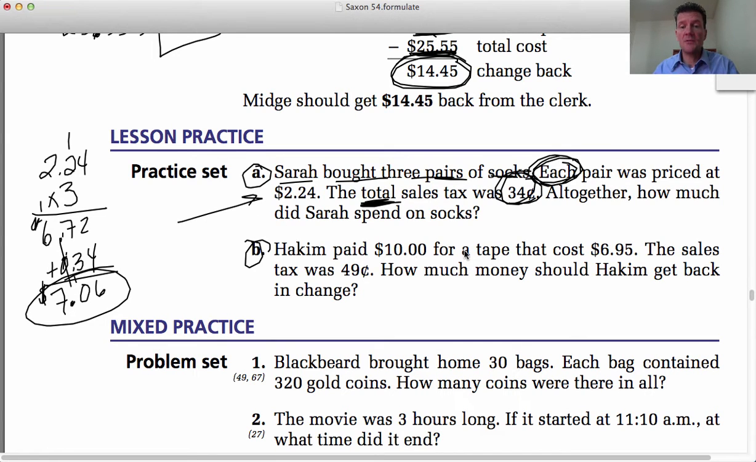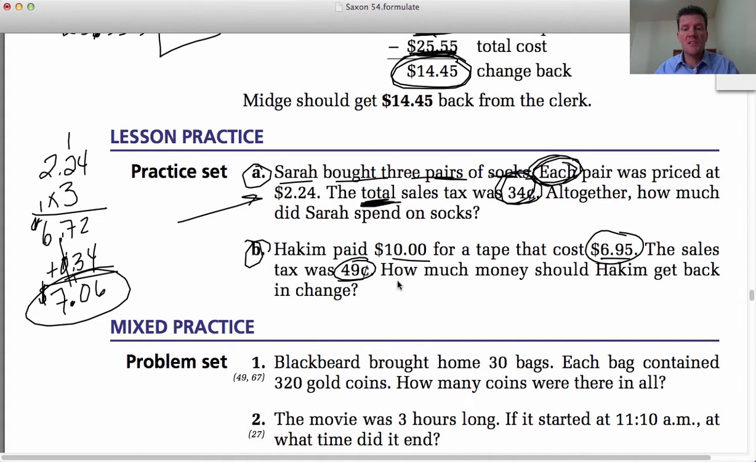Hakeem paid $10 for a tape that cost $6.95. The sales tax was 49 cents. How much money should Hakeem get back in change? So in this case, the total cost of the tape was $6.95 plus the sales tax of 49 cents, and then he gave the clerk a $10 bill. So let's figure out how much he needs to pay and then how much he should get back in change.